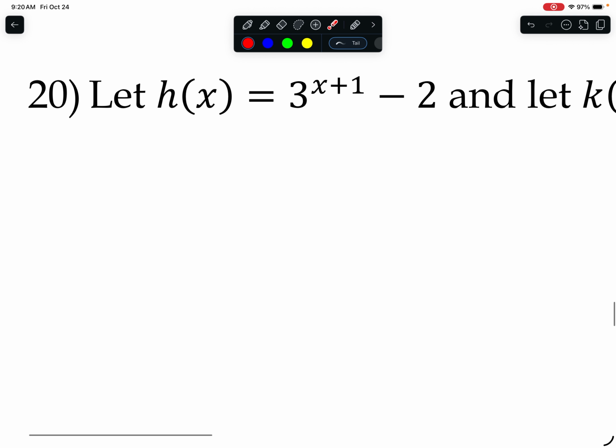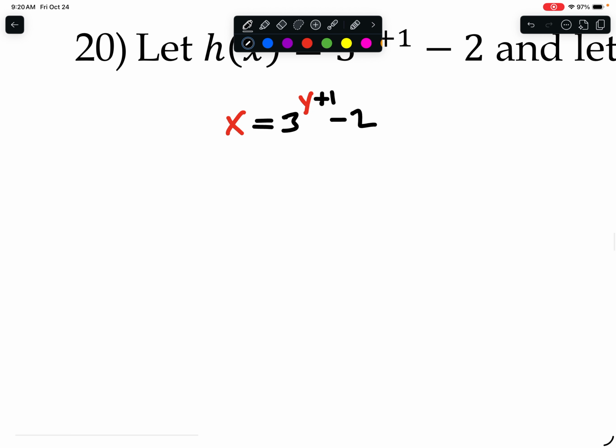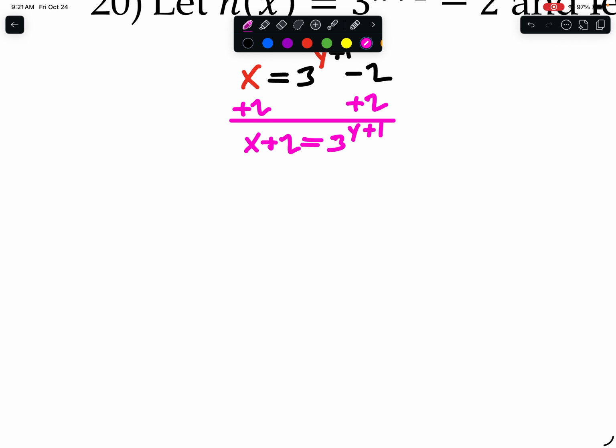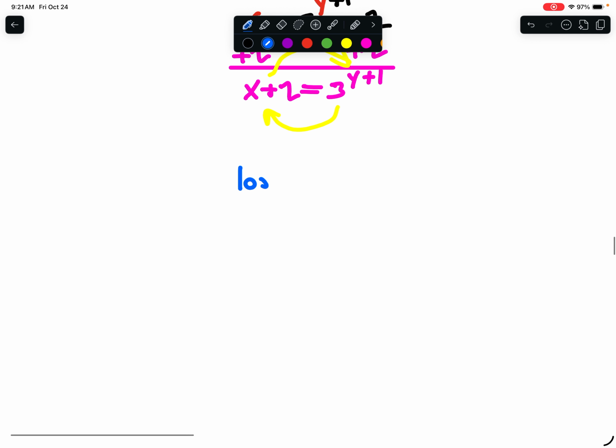The first thing we need to do is find the inverse of h of x. So I'm going to switch the x and y. So x equals 3 raised to the y plus 1 minus 2. First we're going to add 2. So x plus 2 is equal to 3 raised to the y plus 1. Now, I can't get the same base on both sides, so I'm going to convert, circle of life. So we're going to have log base 3 of x plus 2 equals y plus 1.